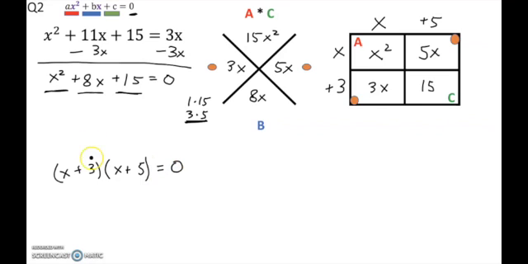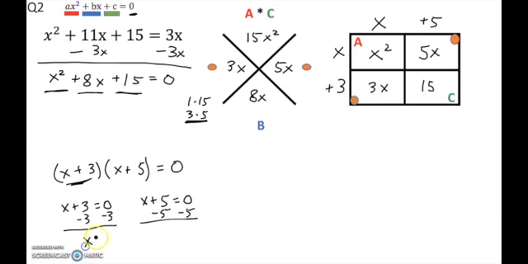And again, using the zero product property, we know that this x plus 3 can equal 0, as well as x plus 5 also equaling 0. So to solve, let's subtract 3 from both sides. And to solve, we'll subtract 5 from both sides, leaving us with x is equal to negative 3, as well as x is equal to negative 5.